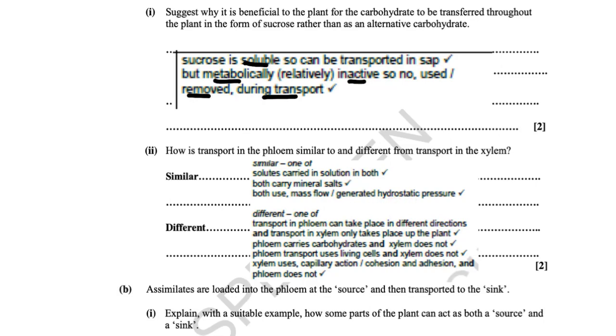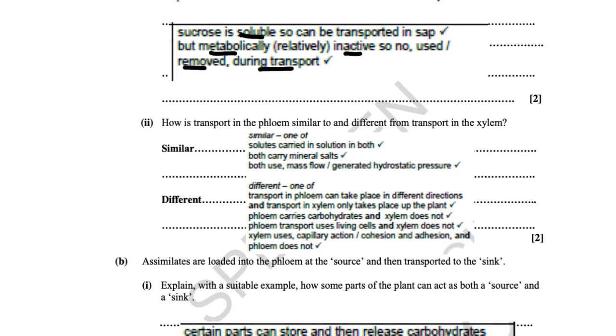Differences, however, between the xylem and the phloem, and you should be making this as a comparative statement, are that transport in the phloem can take place in both directions, that means up and down the plant, whereas transport in the xylem only takes place from the roots up to the shoots. Another comparative difference would be that the phloem carries carbohydrates and the xylem does not. The xylem carries water and mineral ions. Another difference would be that phloem transport is through living cells and transport through the xylem is through dead cells.